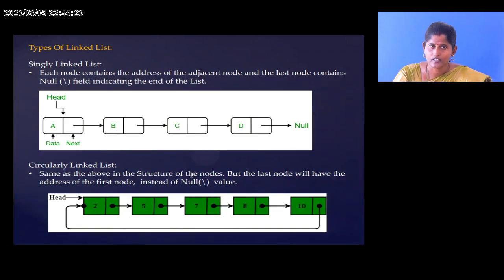Types of linked list. The linked list is classified into singly linked list, circularly linked list, and doubly linked list. In a singly linked list, the node consists of the data part and the next pointer, and each node is connected to the next node in a singly manner. In the circularly linked list, the nodes are connected in a singly linked manner, but it doesn't have any end node because the end node points to the head node address.